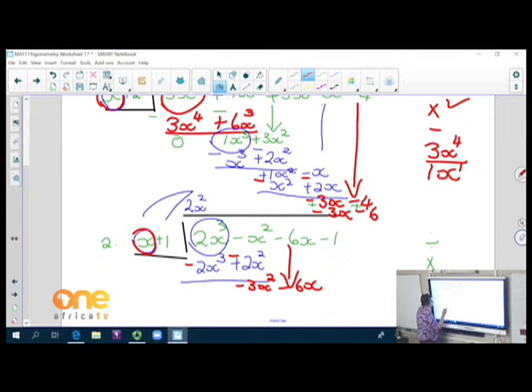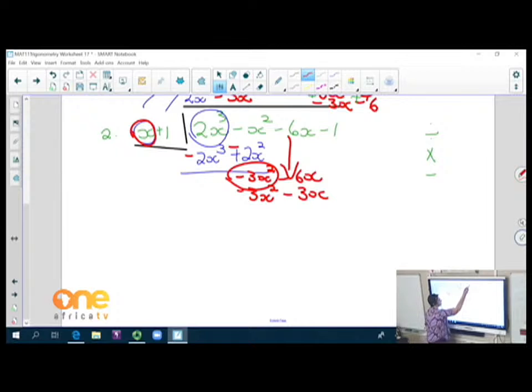So how many times will x now divide into this negative 3x squared times? It will be negative 3x. Multiply, then you have negative 3x squared. Remember, you add your indices, and this is the negative 3x. Now we need to subtract, so we change the second signs. This one becomes a 0. Minus 6 plus 3 is negative 3x. And we bring down the negative 1.